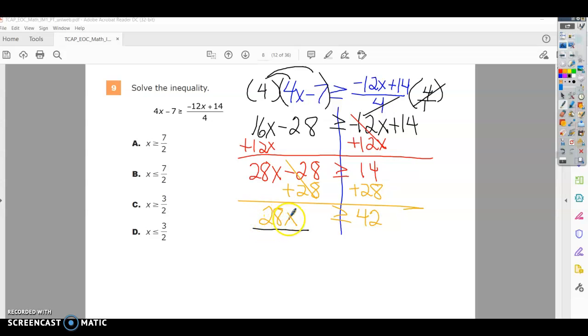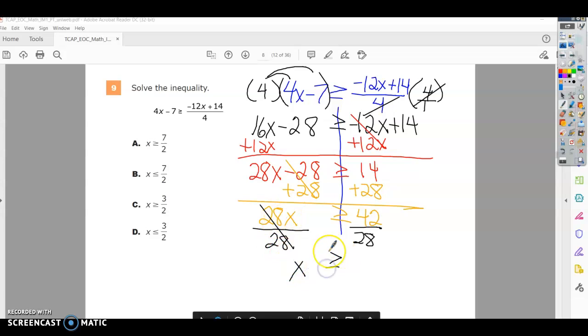This is 28 times x. The opposite of times is divide. So I'm going to divide both sides by 28. 28 divided by 28 is 1, so that leaves me x greater than or equal to. 42 divided by 28 is 1.5. So if I come over here and look at my answers, I have to put this in fraction form.